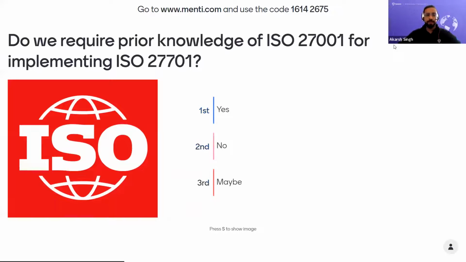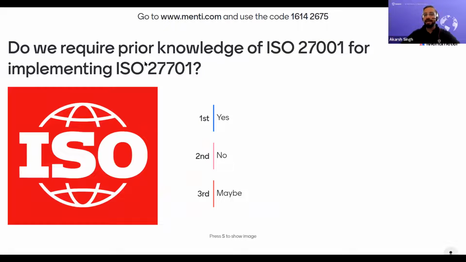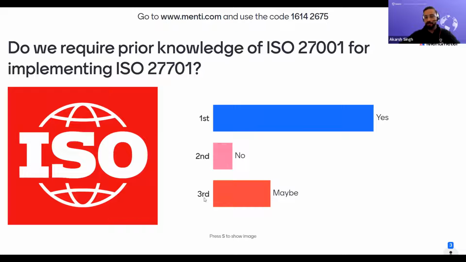Question number one, and I'm going to pose this question to Ankit, but before that, this question is for everyone: do we require prior knowledge of ISO 27001 for implementing ISO 27701, the PIMS? You have to give in a vote. The link in the chat is for Menti. If you click there, you will see an option of voting. This will help us understand the maturity of the audience. A lot of people have answered yes. So Ankit, I think we are in good hands, isn't it?